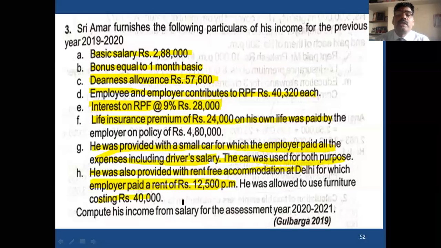So you have to value based on, first, a non-government employee. Second, the building is a rental building, not owned by the employer. Therefore, if it is not owned by the employer, then the rule is 15% of salary or actual rent paid, whichever is less.